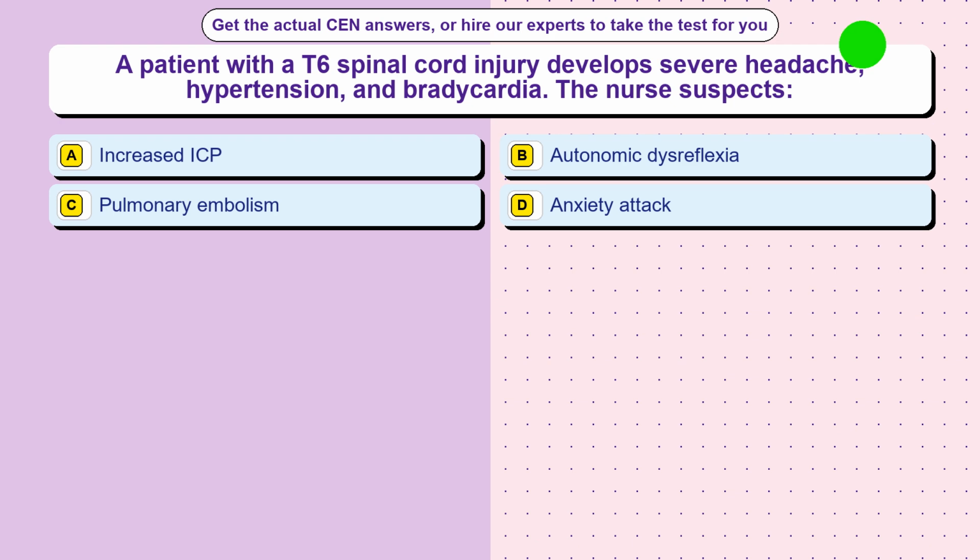Question 14. A patient with a T6 spinal cord injury develops severe headache, hypertension, and bradycardia. The nurse suspects: Option A, increased ICP. Option B, autonomic dysreflexia. Option C, pulmonary embolism. Option D, anxiety attack.